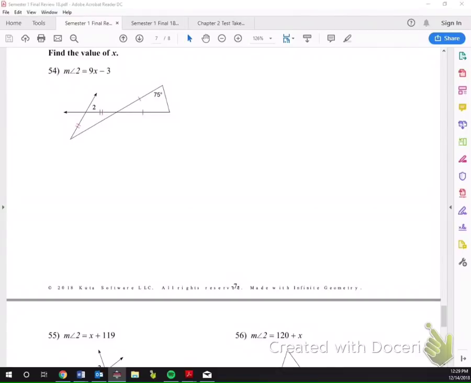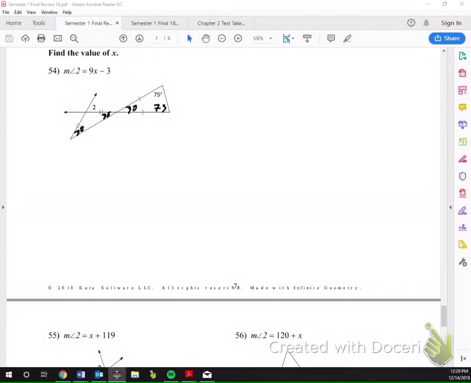So, if we know one base is 75, the other base is 75. 75 plus 75 is 150. That means that vertex angle's got to be 30 degrees. If one of a pair of vertical angles is 30 degrees, the other one's 30 degrees.